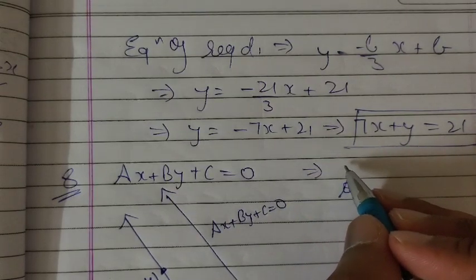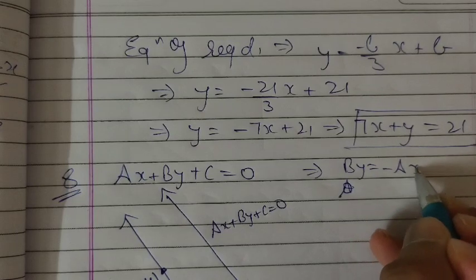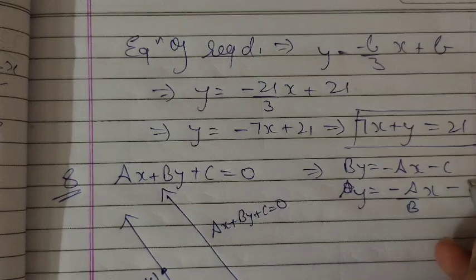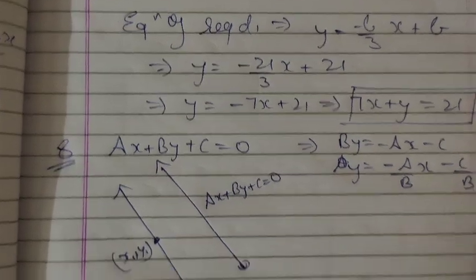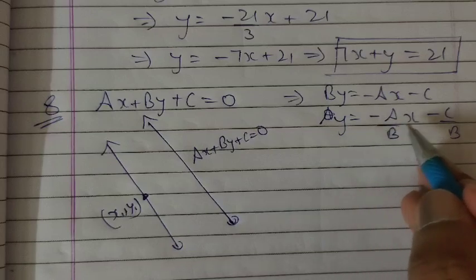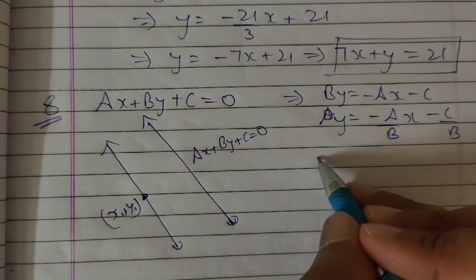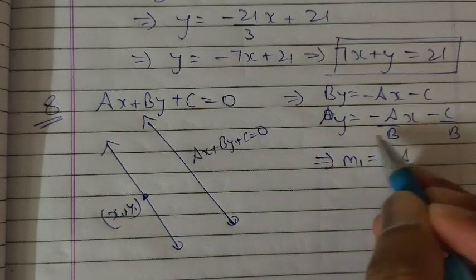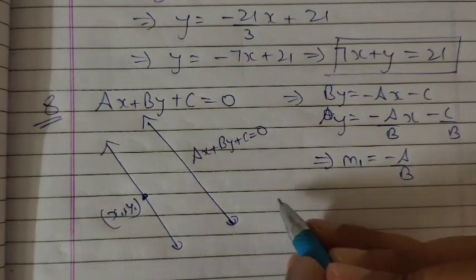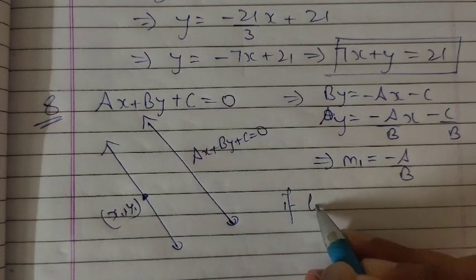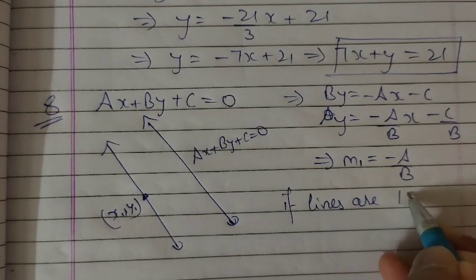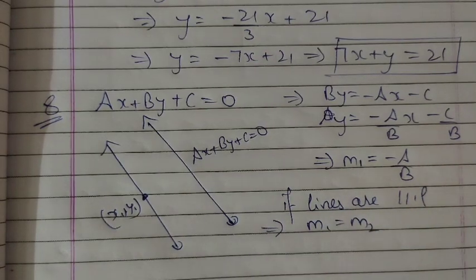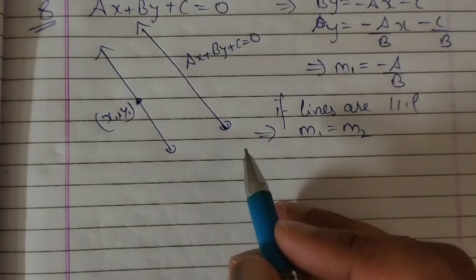So ax plus by plus c is equal to 0 implies by is equal to minus ax minus c, or y is equal to minus a upon b x minus c upon b. Comparing with y is equal to mx plus c, m1 is equal to minus a upon b. The slope of this line is minus a upon b. Now if lines are parallel, this implies m1 is equal to m2.